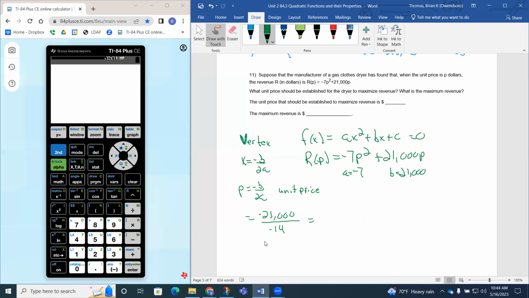The easiest way to do this is to use the calculator. Negative 21,000 divided by negative 14 gives us 15,000. Well, that doesn't sound right. Do I have too many zeros in here? A price of 15,000 sounds awfully high. 1,500 would sound more reasonable. Let me think about this for a second.